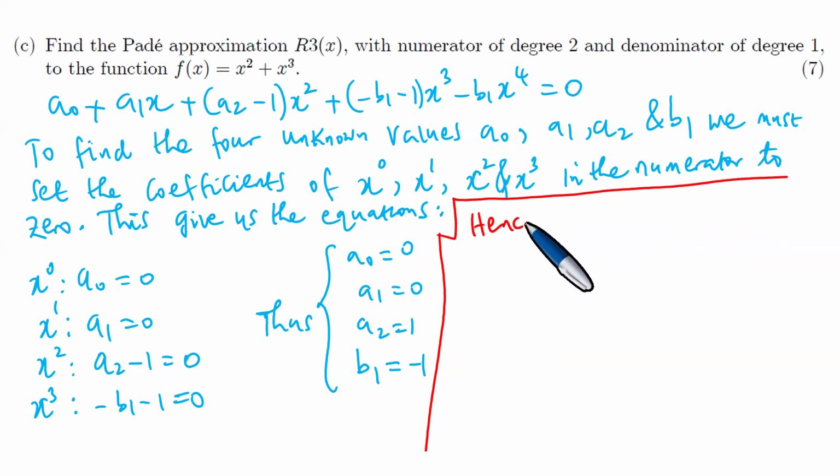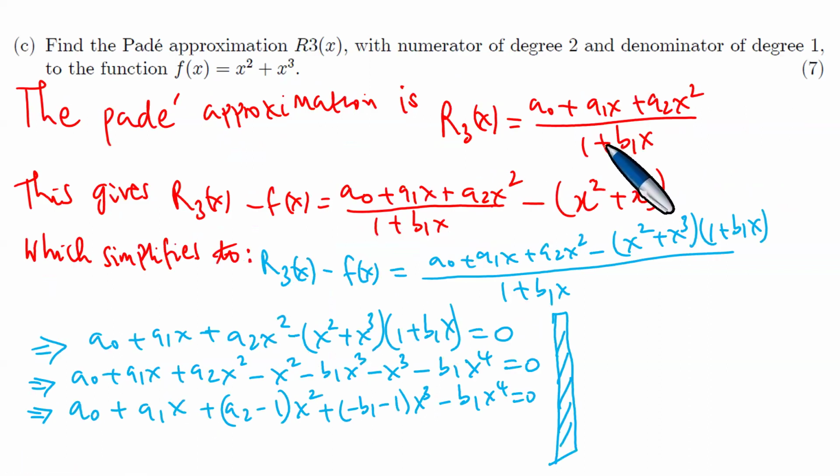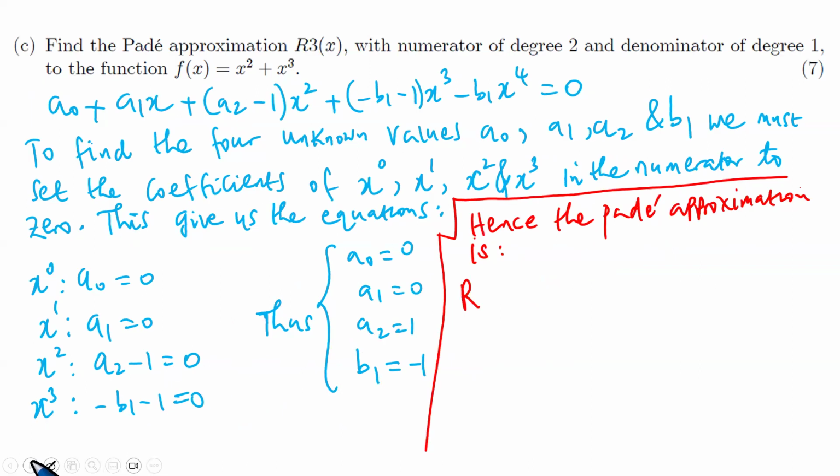Hence, the Pade approximation is, okay, now we know that this Pade approximation is written like this. It's R3 of x, which is (a0 + a1x + a2x²) over (1 + b1x).